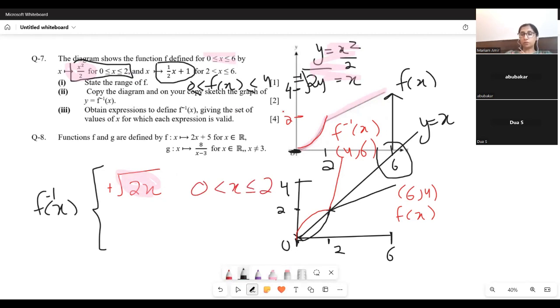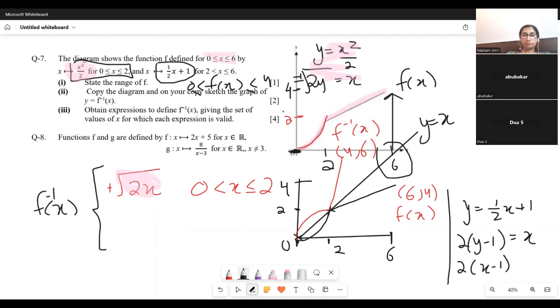Then for the next function, what's going to be the inverse? y equals half x plus 1, so y minus 1 times 2 equals x. So it's going to be 2 times x minus 1, so 2x minus 2. And what is the domain for this part of f inverse? It's going to be the range for this part of f.